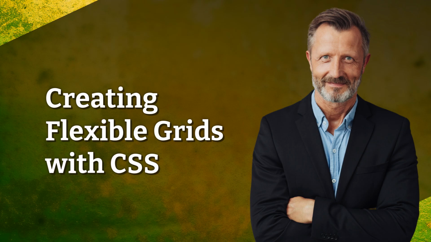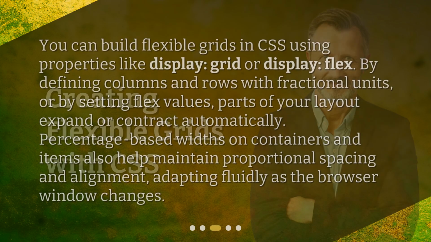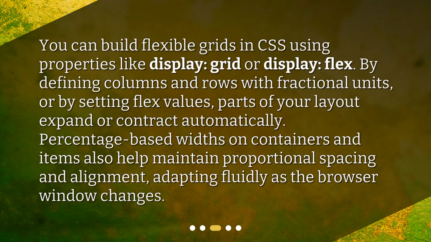Creating flexible grids with CSS. You can build flexible grids in CSS using properties like display grid or display flex. By defining columns and rows with fractional units, or by setting flex values, parts of your layout expand or contract automatically. Percentage-based widths on containers and items also help maintain proportional spacing and alignment, adapting fluidly as the browser window changes.